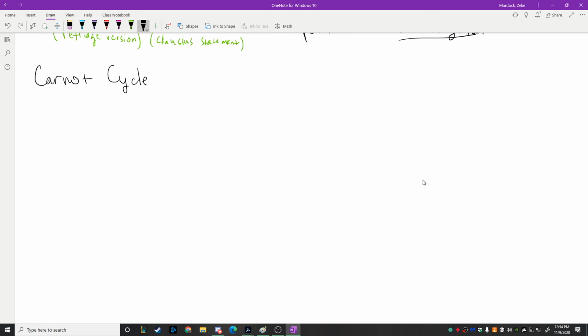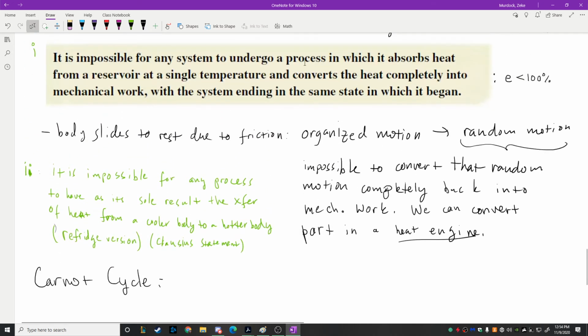So the Carnot cycle, the idea was, someone was like, I know that the second law of thermodynamics is true, right? But what if we could design a process, okay? This is really fascinating, what we're going to talk about here. Suppose that we design a process where we avoid all these problems, these issues that the second law of thermodynamics says.